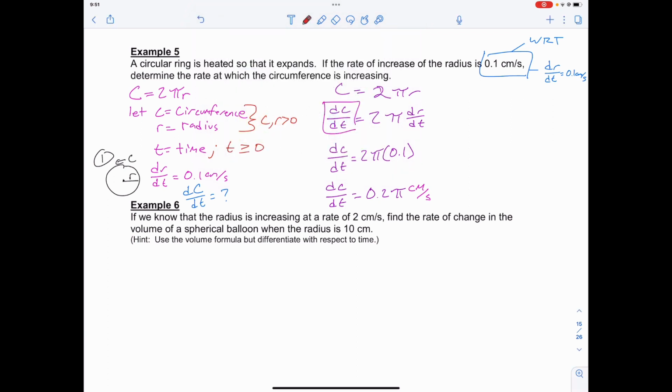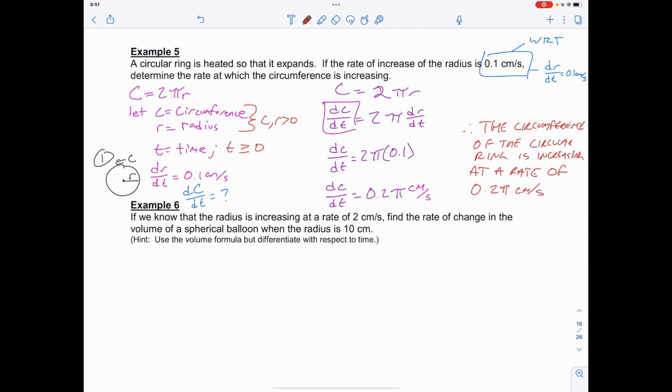And then we can make our statement. Therefore, the circumference of the circular ring is increasing because it has a positive rate at a rate of 0.2 pi centimeters per second.